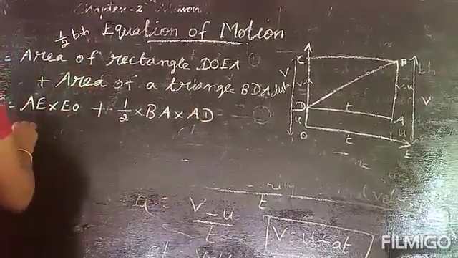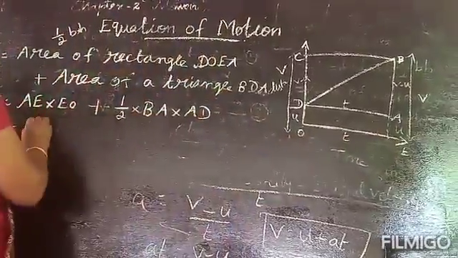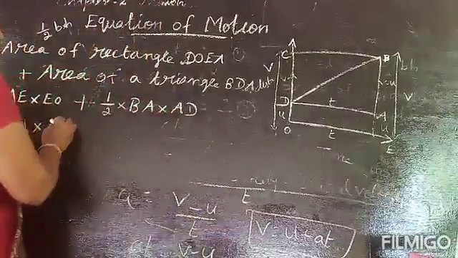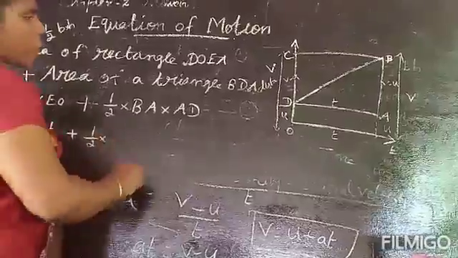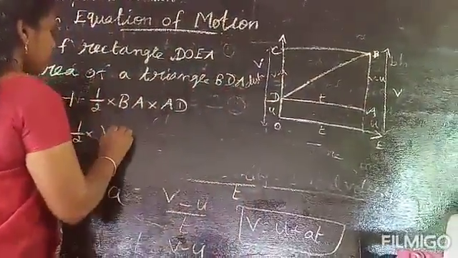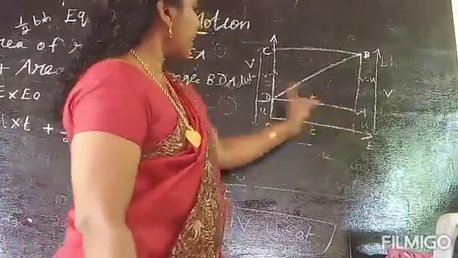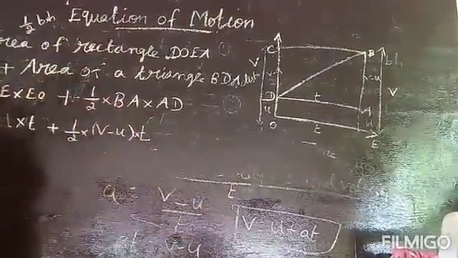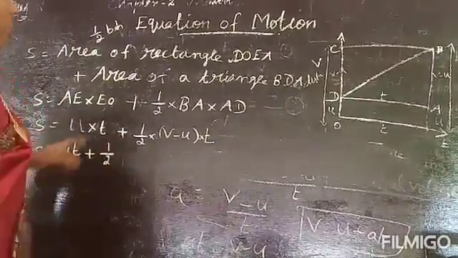Now S equal to, what is the value of AE? AE is U. So we have to write U into, what's the value of OE? T. Plus half, what's the value of BA? BA is V minus U. What's the value of AD? AD is T. Now S equal to UT plus half, what's the value of V minus U?